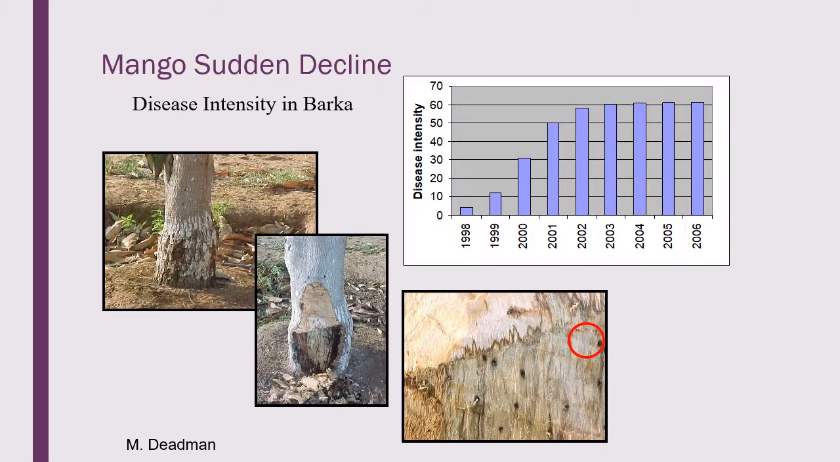Again, this is how many trees are lost. The disease started in 1998. By 2002, we lost about 60% of all trees. You can see that it is too much, very quick. That's why it is called sudden decline, because it happens suddenly. It kills the tree.